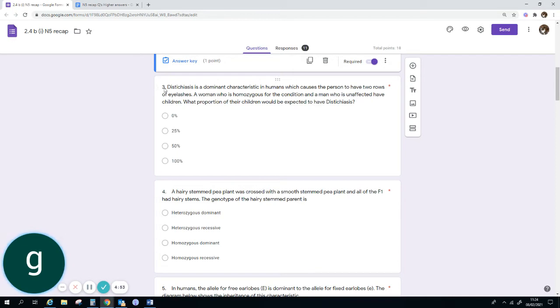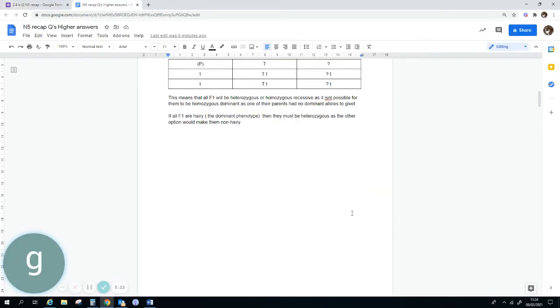For the third question, there is a dominant characteristic in humans which causes the person to have two rows of eyelashes, so double eyelashes. A woman who is homozygous for the condition. Now let's have a look. It's dominant, so she's homozygous dominant. And a man who is unaffected. So if he doesn't have a dominant condition, it means he's homozygous recessive. What proportion of the children will be expected to have this? So you can see the thought process. She is homozygous dominant, he is homozygous recessive. If you get good at this, you could just snap your fingers and say what the answer to that one is.